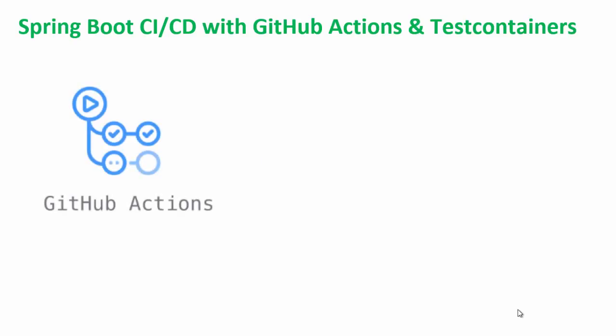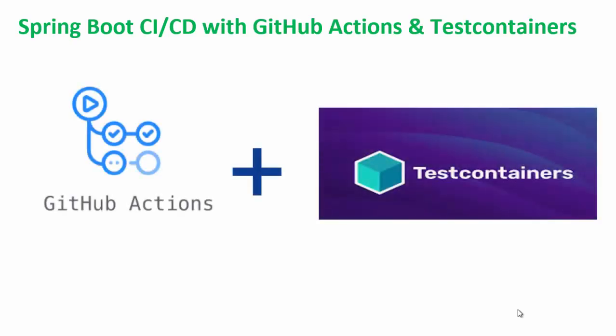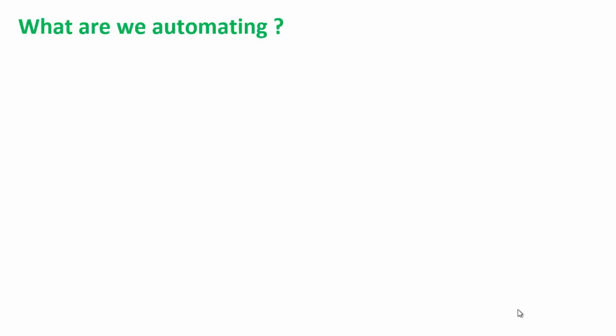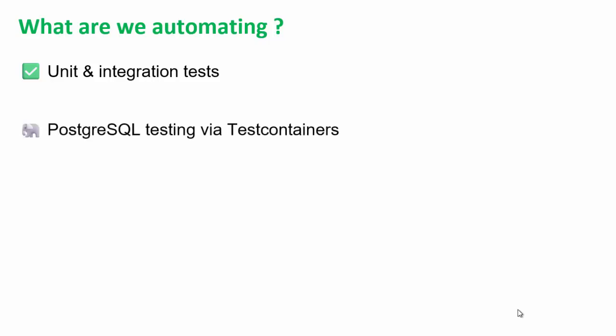In this lesson, we are going to perform Spring Boot CI/CD with GitHub Actions and Testcontainers. With the help of GitHub Actions, we would perform the unit and integration tests. The Spring Boot application for its integration test would be using Postgres that would be created via Testcontainers in the GitHub environment. Once the unit and integration tests are performed, the test reports would be stored in HTML format. That report also would be available using GitHub Actions.